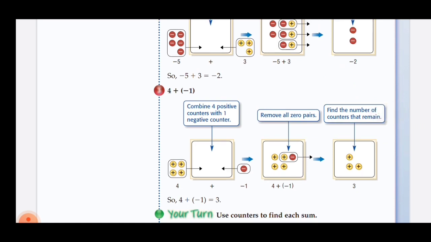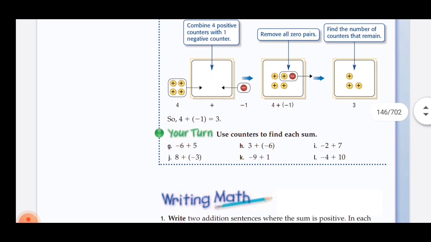3. 4 plus -1. Combine 4 positive counters with 1 negative counter. Remove all zero pairs. Find the number of counters that remain: 3. So, 4 plus -1 equals 3.